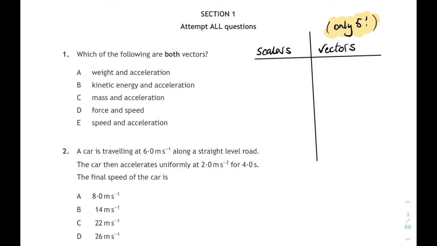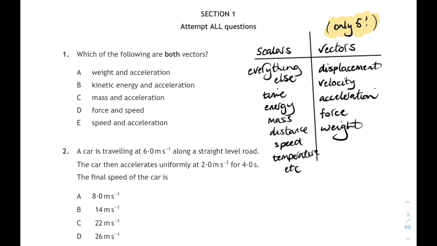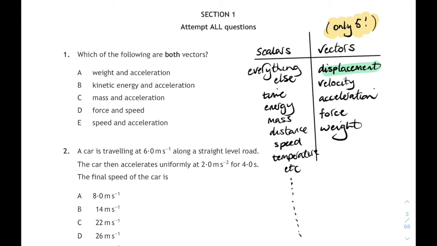And those 5 vectors are displacement, velocity, acceleration, force, and weight. Everything else is a scalar. Time, energy, mass, distance, speed, temperature, you name it, everything else. So let's have a look at the question. Which of the following are both vectors?